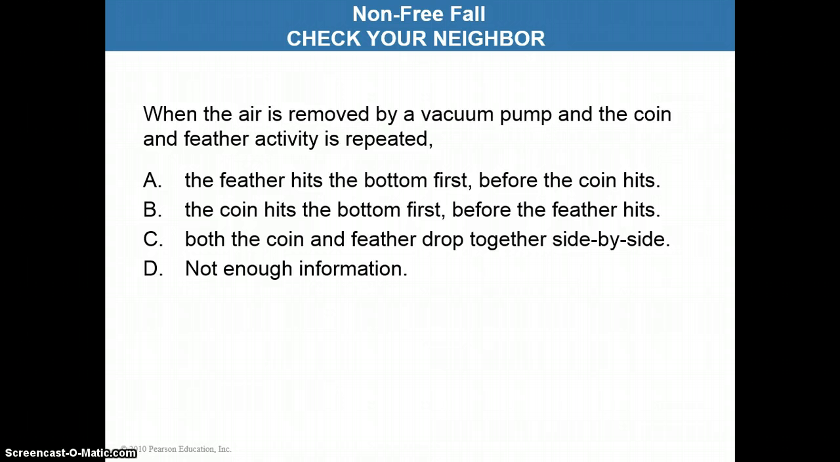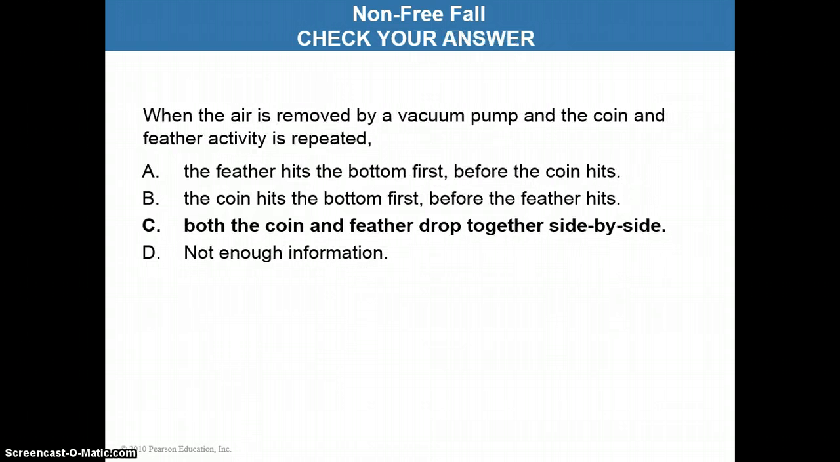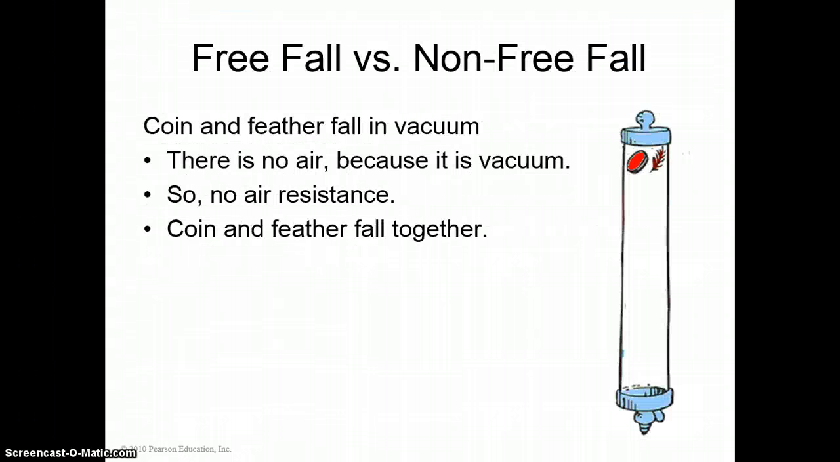And I hope that you realize that both are going to drop together side by side. As I've emphasized throughout the year thus far, objects of different mass in a vacuum will actually fall at the same rate. As you can see here in this picture, when they fall in vacuum, there's no air resistance, and therefore they fall together. And with this virtual demonstration, that brings us to the end of our unit on Newton's second law. Congratulations for having gotten this far.